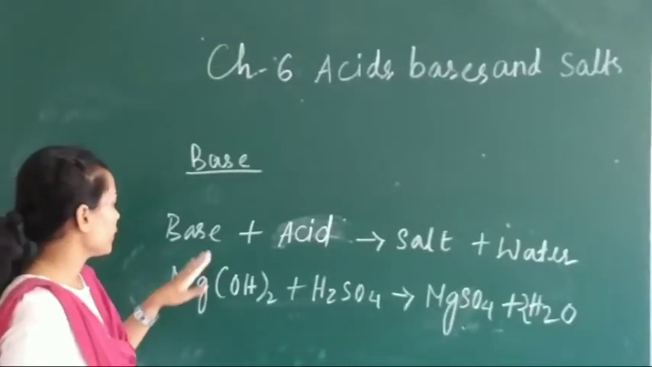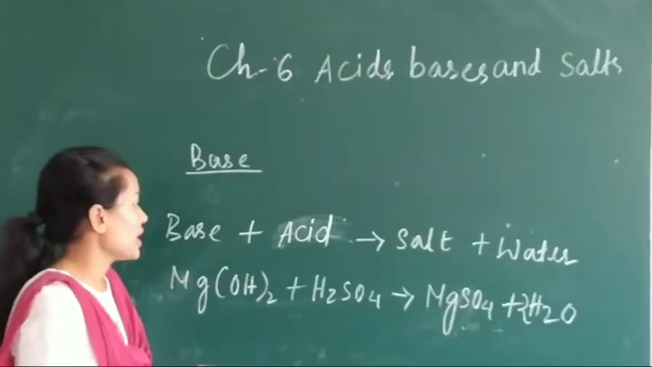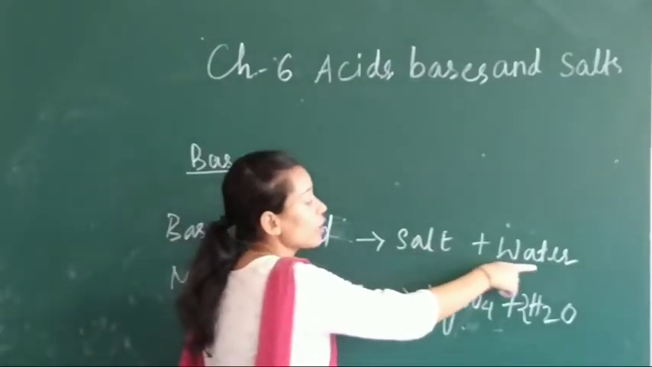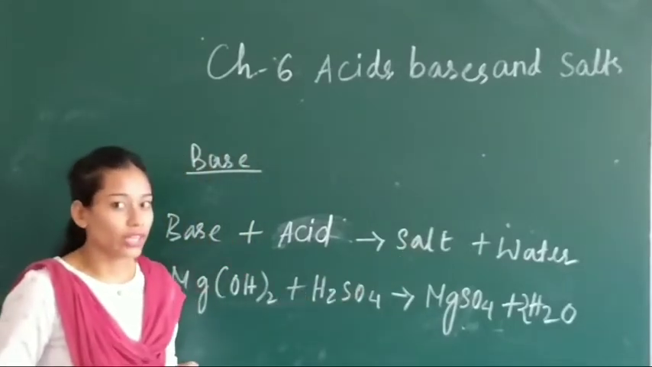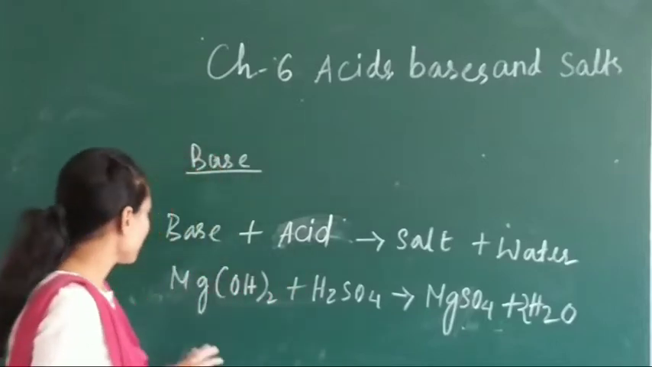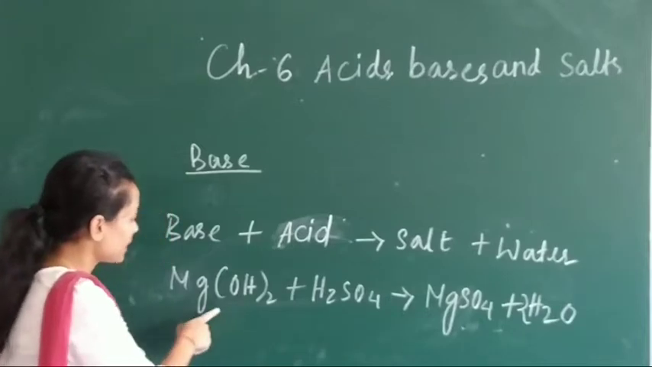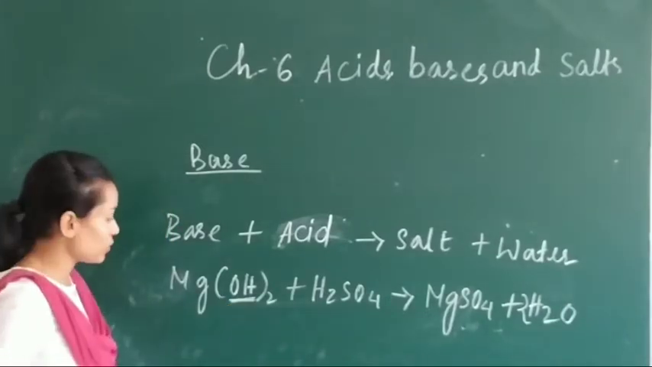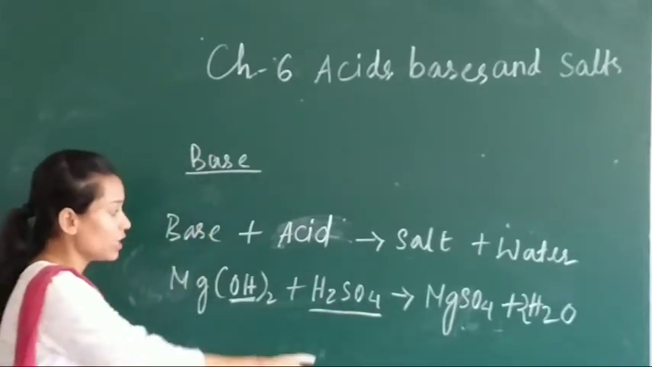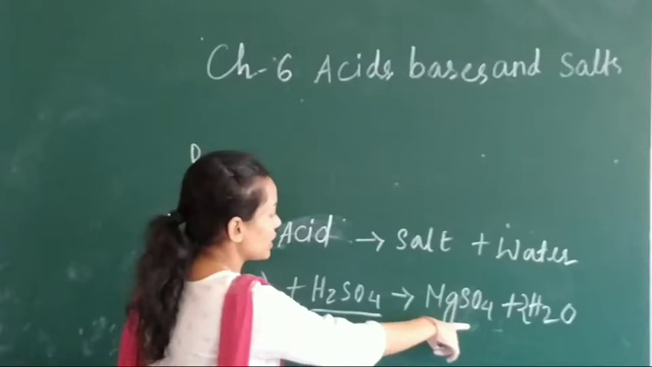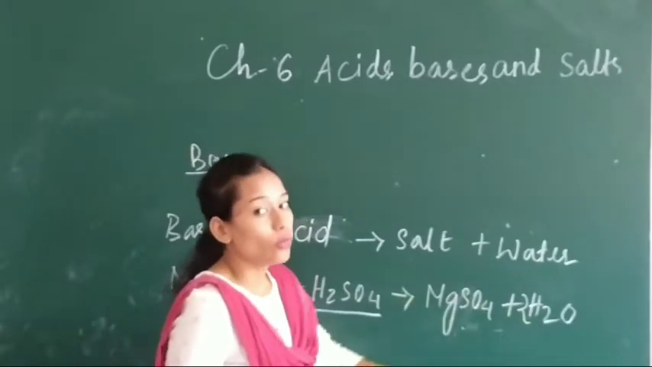Now you see what happens when a base reacts with an acid. When we put base and acid together, what will happen? They will form salt plus water. Again I am telling you, this is not the salt that we eat at home, okay? It is another compound formed. Now you see what happens? Magnesium hydroxide, see OH is there, so it is a base. Now here, H2SO4, sulfuric acid. So when they react, what product is formed? Magnesium sulfate plus 2 molecules of water. Is it not?